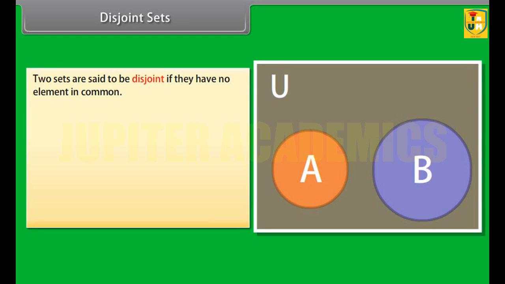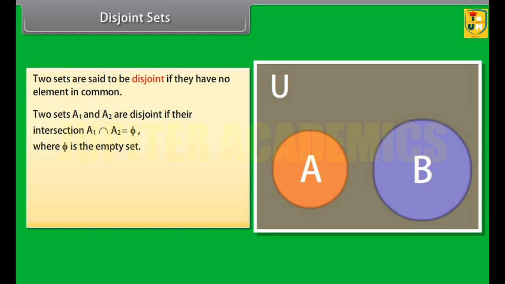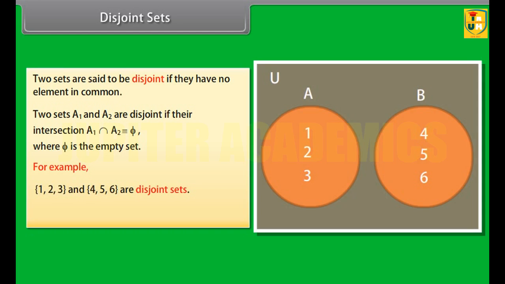Disjoint sets. Two sets are said to be disjoint if they have no element in common. Or we can say that two sets A1 and A2 are disjoint if their intersection is phi, where phi is the empty set. For example, {1, 2, 3} and {4, 5, 6} are disjoint sets. The sets of alive and dead people are disjoint. The disjoint sets can be represented by means of a Venn diagram as shown.